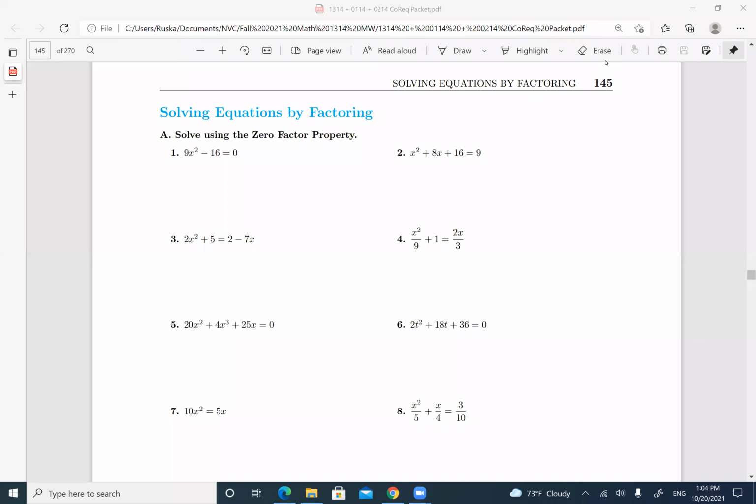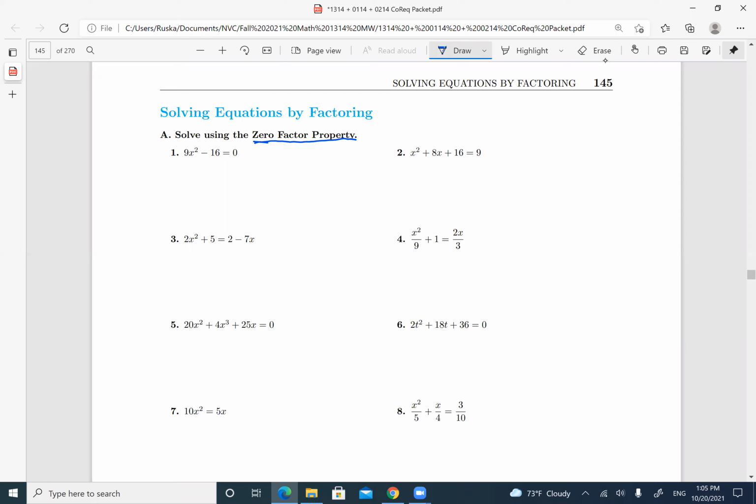So today we're going to solve equations by factoring. Any quadratic equation, or with exponents bigger than 2, you can solve by factoring. And here we're using the zero factor property, or zero product property.